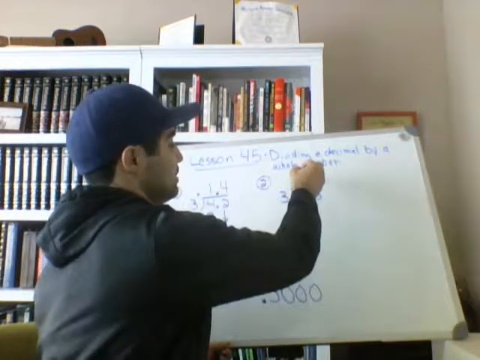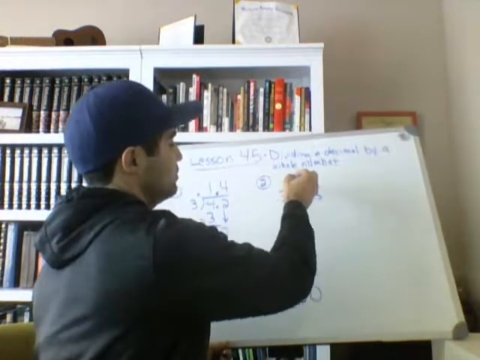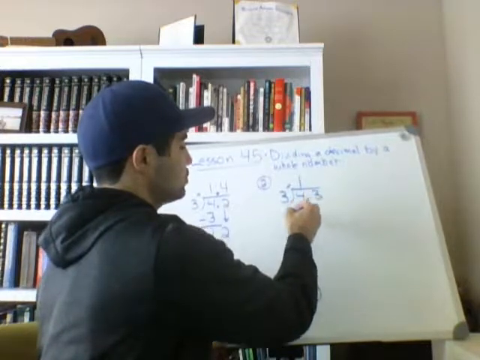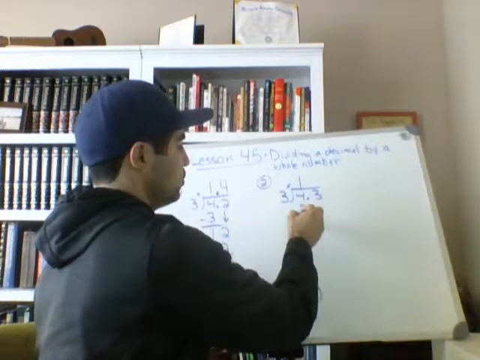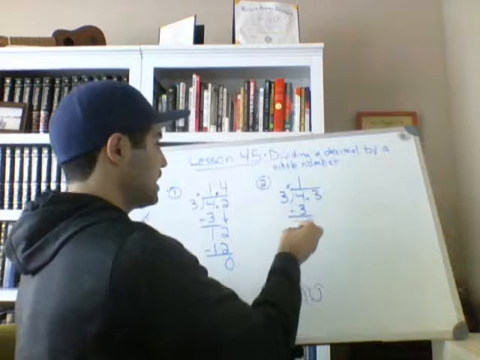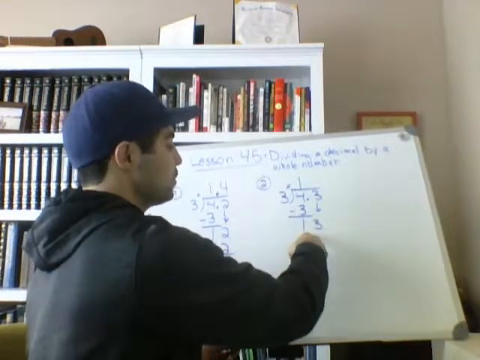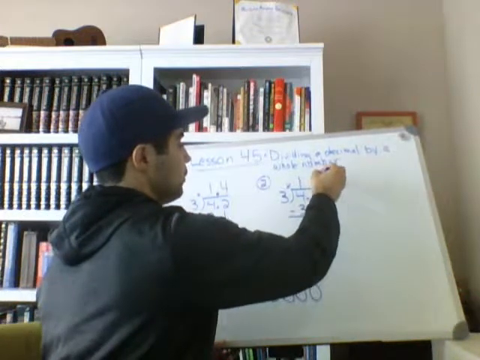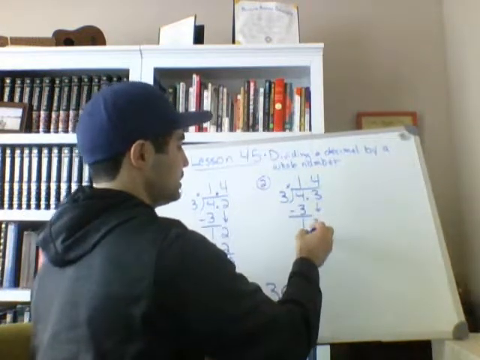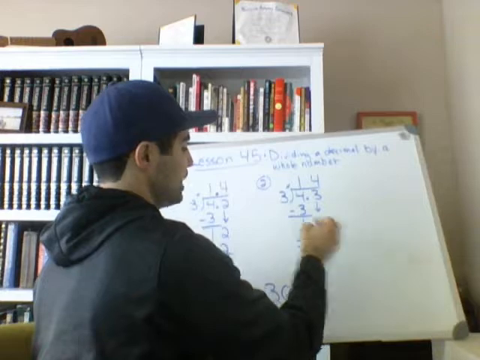Alright, 3 will go into 4 how many times? 1 time. 1 times 3 is 3. Subtract, it is 1. 1 is less than 3. That checks out, so then I'm going to bring down my 3. How many times will 3 go into 13? 4 times. 4 times 3 is 12. And I'm going to subtract.